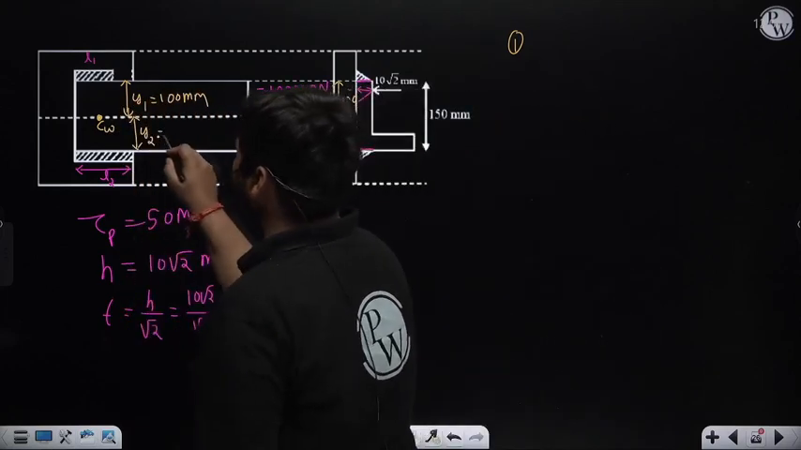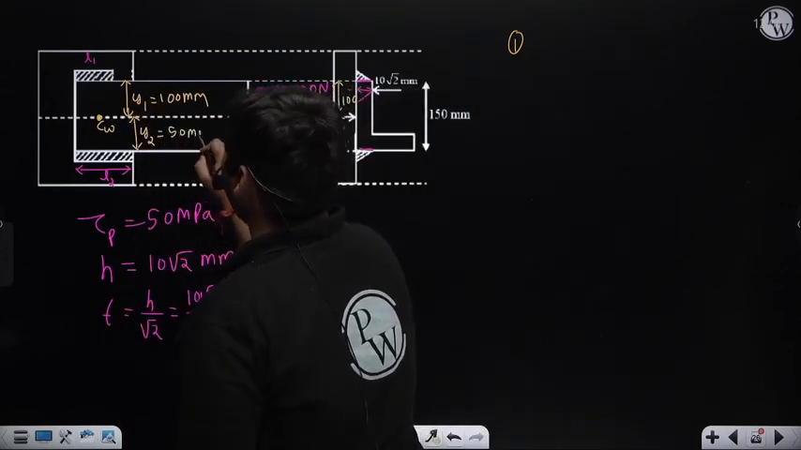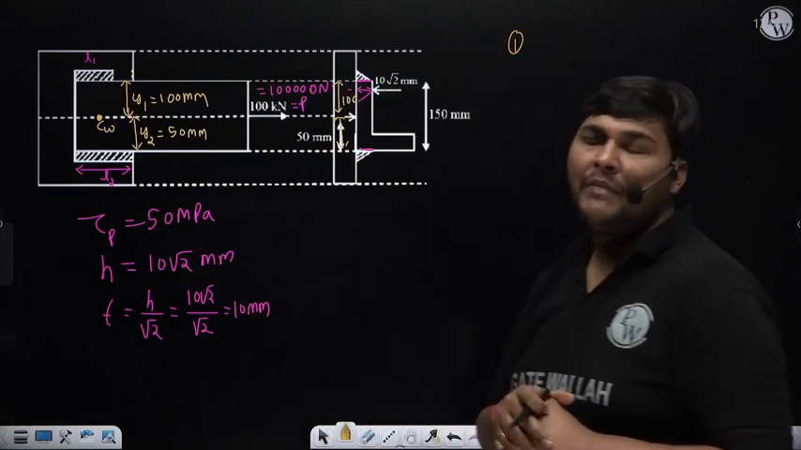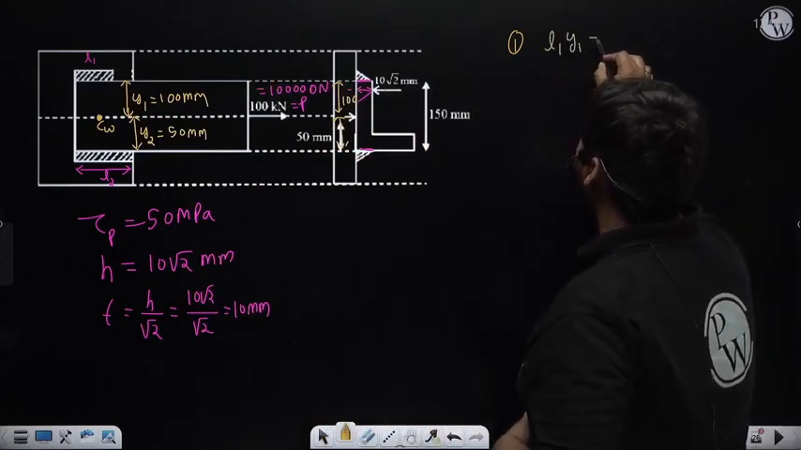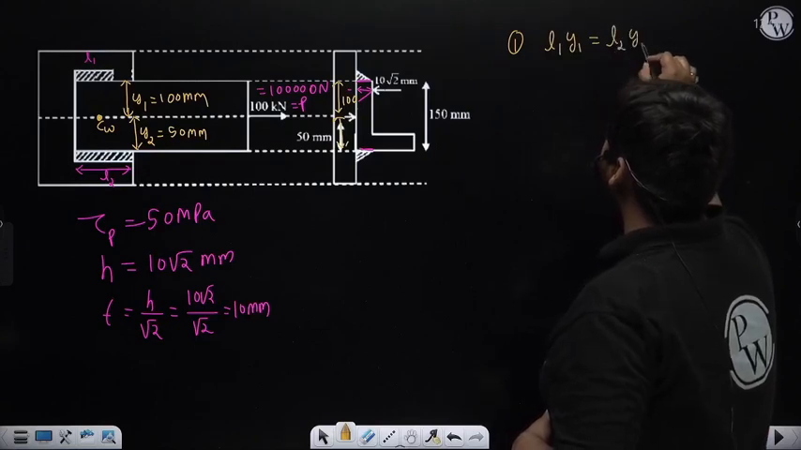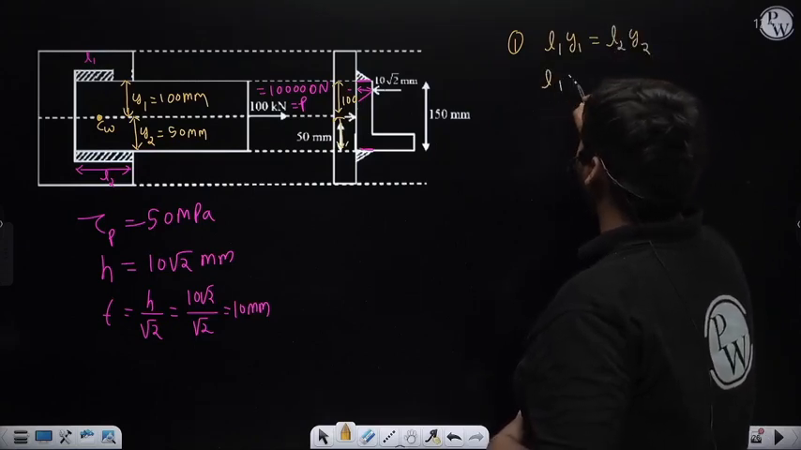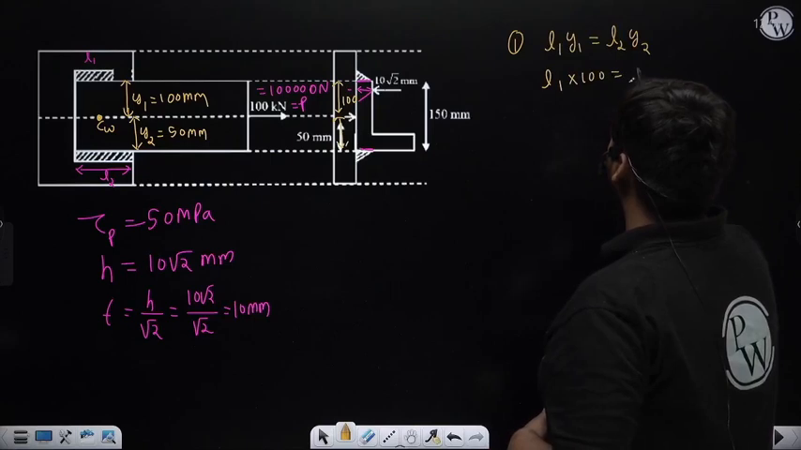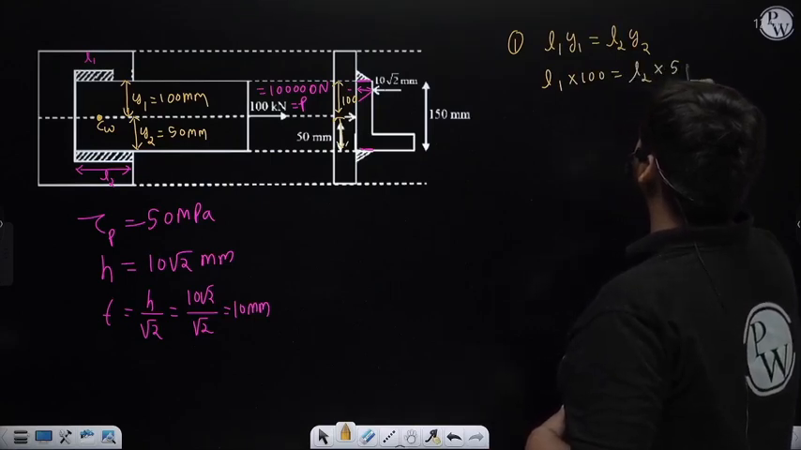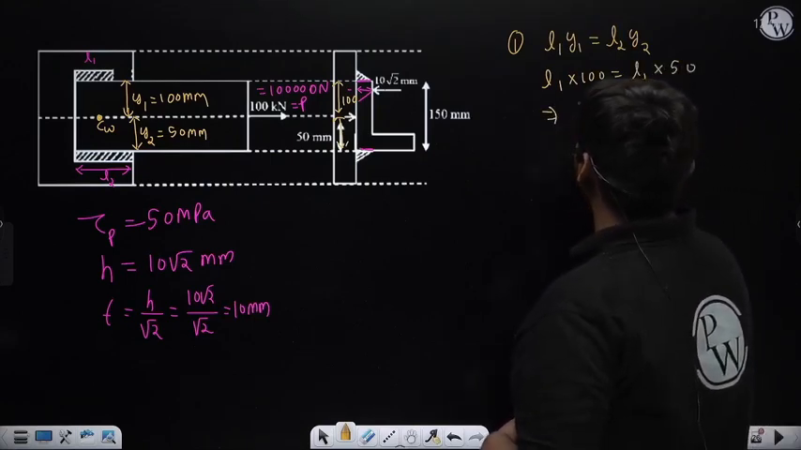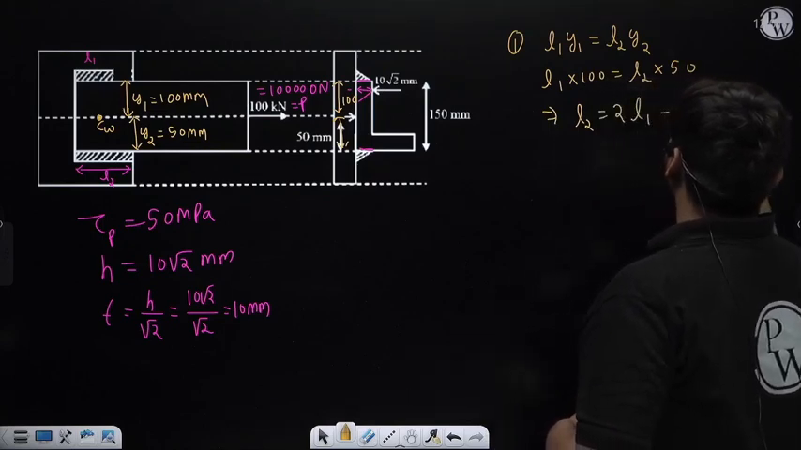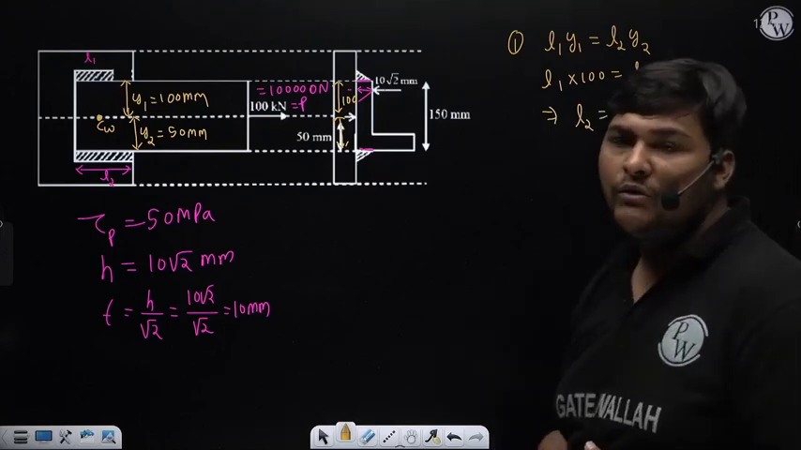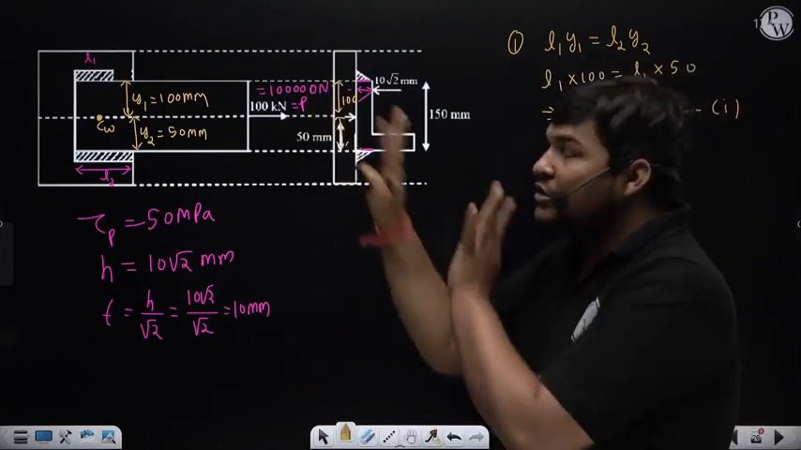It is 50 mm. Now, to ensure the line of action of force P passes through the combined centroid, we need to maintain a relation: L1 Y1 must be equal to L2 Y2. L1 times Y1, which is 100, must be equal to L2 times Y2, which is 50. So from this relation, L2 should be equal to twice of L1. This is one important result. So L2 should be equal to twice of L1, means L2 should be more than L1.